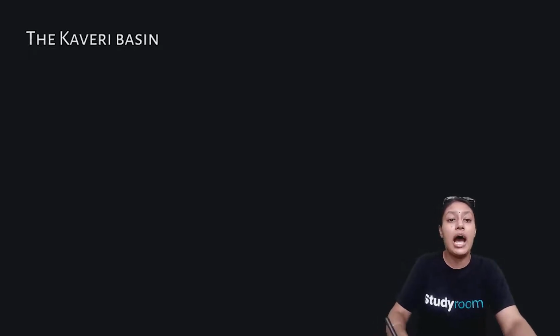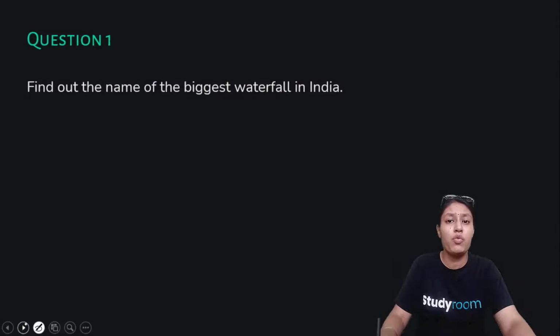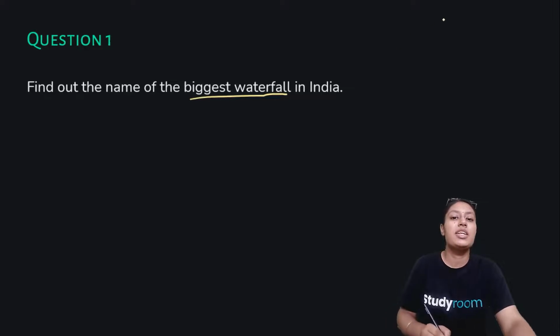This also creates hydroelectricity, and hydro plants are being set up in very large quantity by this waterfall. Due to the huge amount of water that falls here, hydroelectricity is formed. And it also has the Kolar gold fields present, which is in Bangalore.